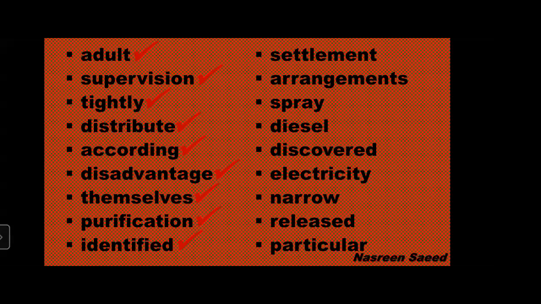Settlement. Arrangements. Spray. Diesel. Discovered. Electricity. Narrow. Released. Take the screenshot. Particular. So I hope everyone has taken the screenshot of the slide.